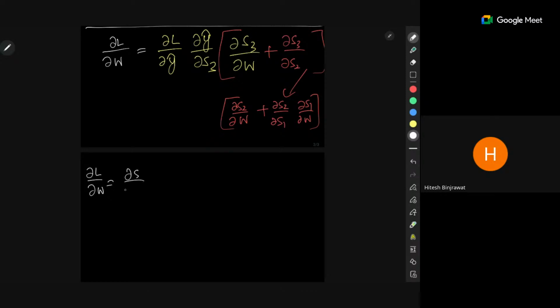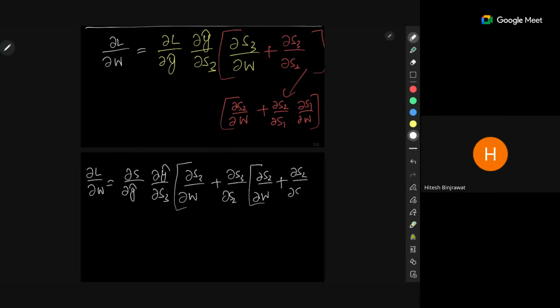It is with respect to y hat, and y hat with respect to S3, right? Then in multiplication, I have to do S3 with respect to W plus S3 with respect to S2, and then another multiplication that I'll do S2 with respect to W plus I'll do S2 with respect to S1, and then S1 also with respect to W. So this is how I'm getting the recurrent back propagation, right?